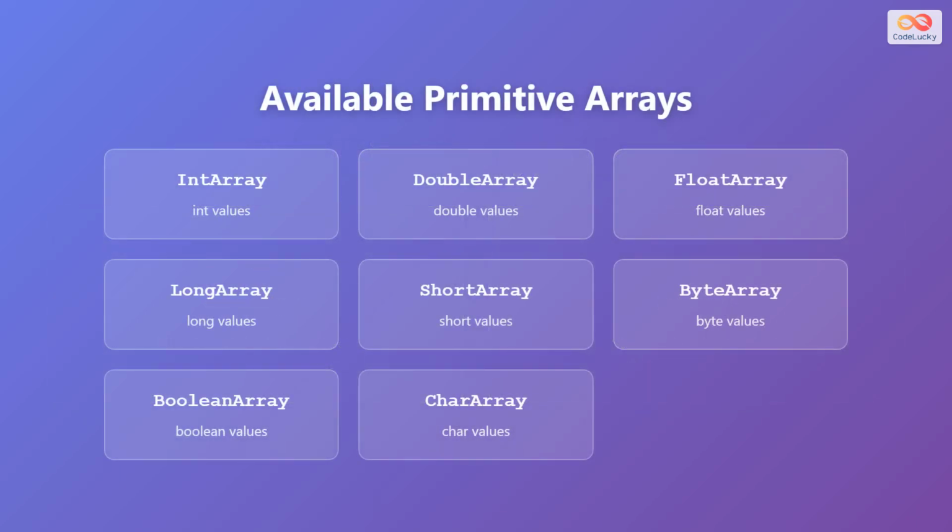Kotlin provides 8 specialized primitive array types. IntArray stores integer values. DoubleArray stores double precision floating point values. FloatArray stores single precision floating point values. LongArray stores long integer values. ShortArray stores short integer values. ByteArray stores byte values. BooleanArray stores true or false values. And CharArray stores character values. Each type is optimized for its specific primitive data type, ensuring maximum efficiency.